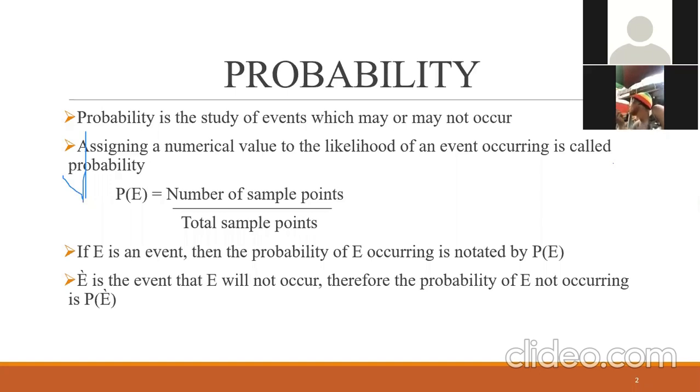Okay. So if E is an event, let's take that E is an event of COVID-19 happening in Ghana, then the probability of E occurring is notated by P into bracket E, as it has been written there. So this is what we use to notate that E, which is an event, has the probability of occurring. Now, E bar is not just E again, but what? E bar.